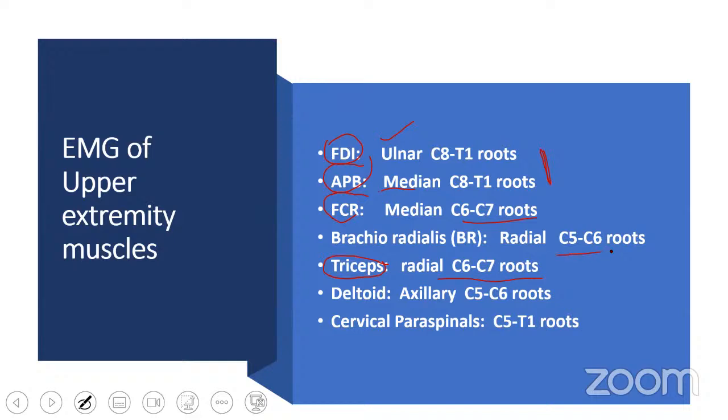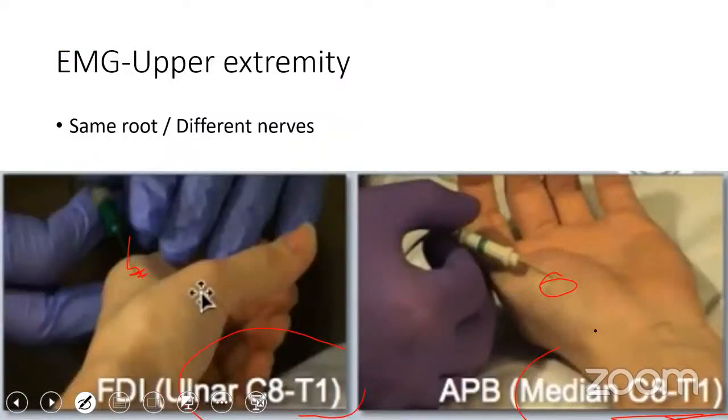We look at the brachioradialis, radial nerve C5, C6, and deltoid, axillary nerve, C5, C6 roots. So again, you have C5, C6 involvement of the same root but different nerves, and cervical paraspinals C5 to T1. So you should look for same root, different nerve. First dorsal interosseous, C8-T1 ulnar, and abductor pollicis brevis, C8-T1 median nerve. So ulnar and median. These are the two important muscles we do EMG in the upper limb.